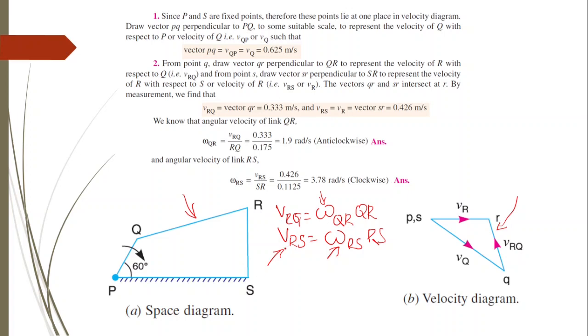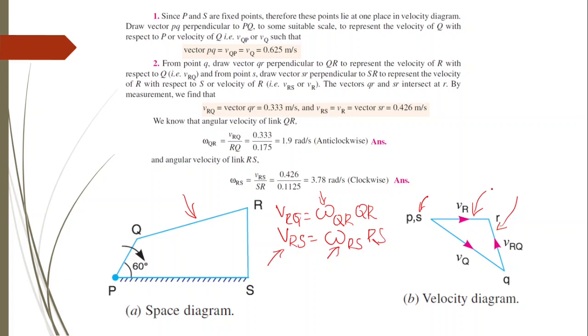So we can represent the line of action of the velocity of R with respect to S, which is a line passing through small letter s and perpendicular to RS. Then we can draw this line. The intersecting point of this line and the previous line will become small letter r. After finding this point r, we can easily measure QR and SR.